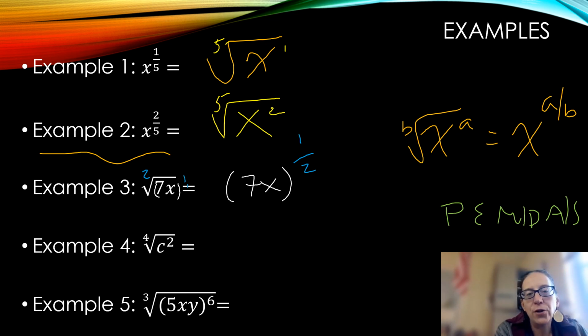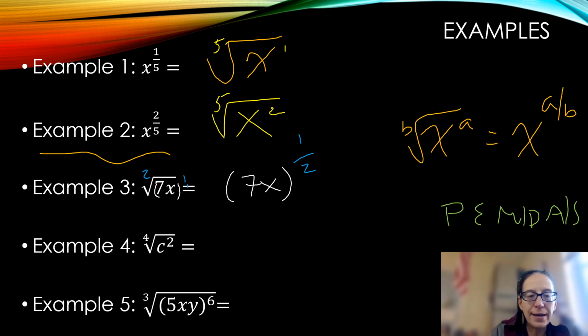Now, if you think back to your laws of exponents, both the 7 and the x need to be raised to the 1/2. Both of them have to be in the parentheses to be raised to that exponent because both of them were under the square root. If you don't have the parentheses, then the exponent would only go with the x, which would mean only the x was under the square root, and that's not what we want there.